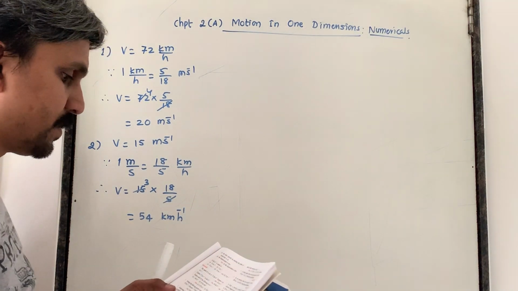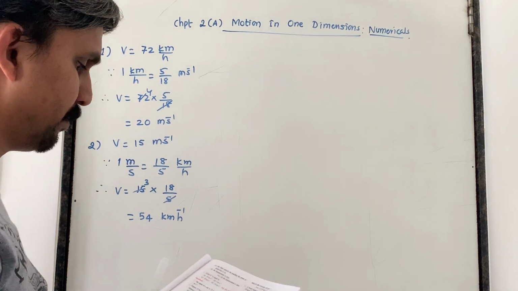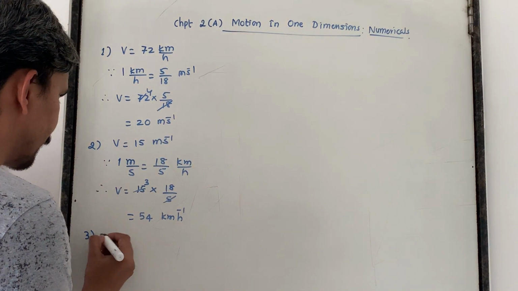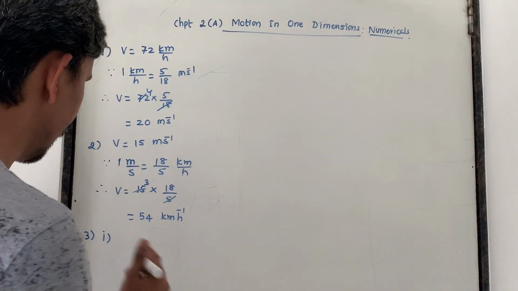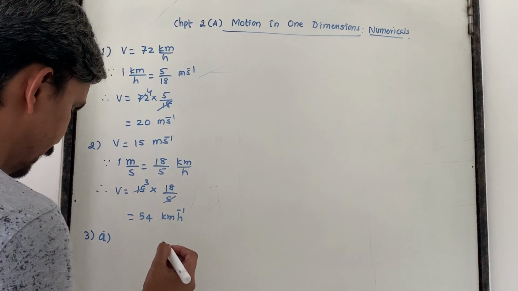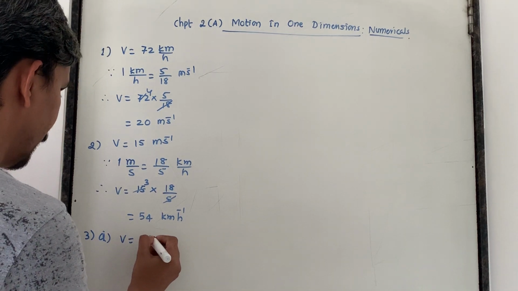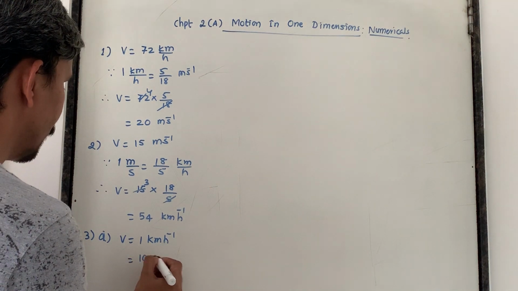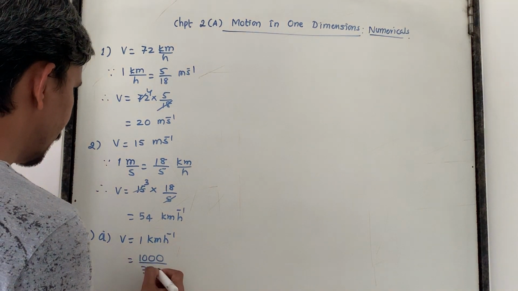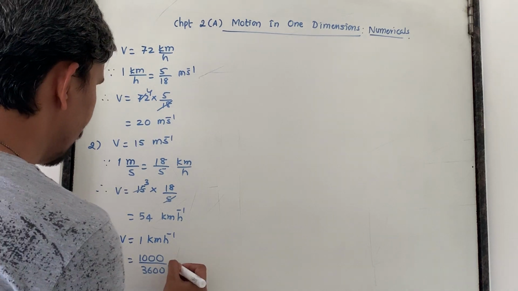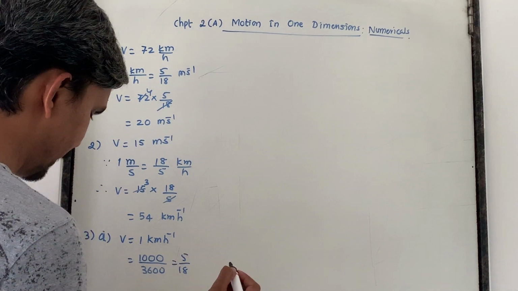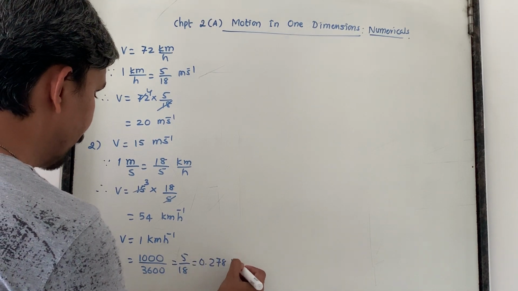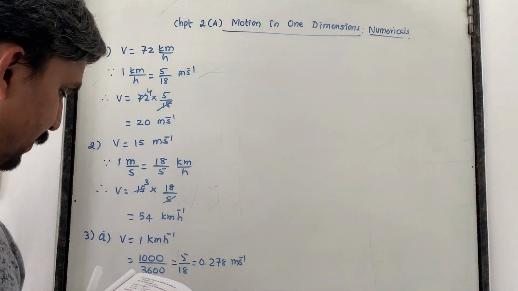Third one, express each of the following in meter per second, right? Say A, V is given as 1 kilometer per hour. Kilometer means 1000, per hour means 3600, that is 5 by 18, right? That comes out to be 0.278 meter per second. This is the first part.